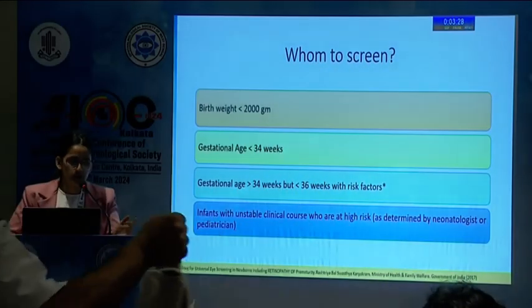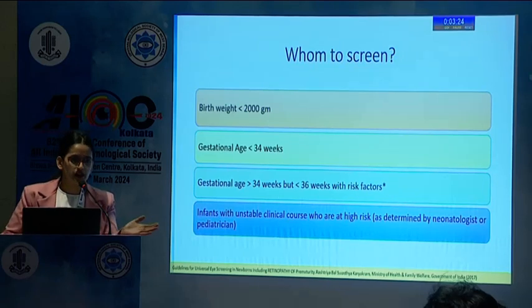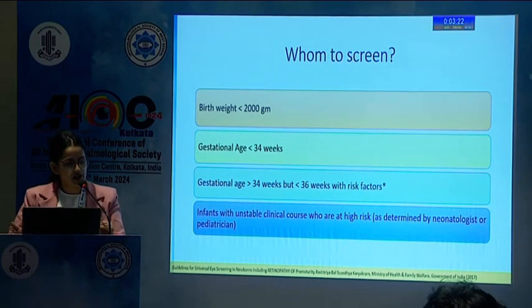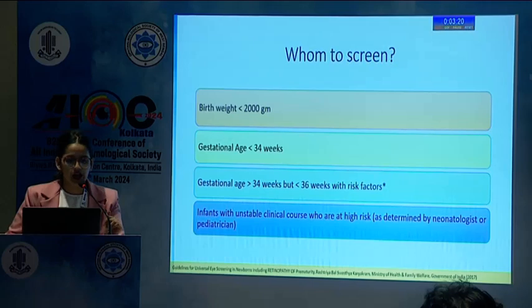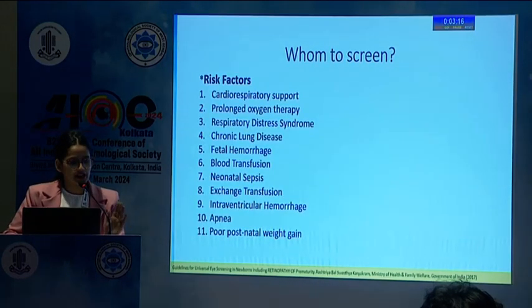So whom to screen? Babies with birth weight less than 2,000 grams, gestation less than 34 weeks, between 34 to 36 weeks provided they have some risk factors which we'll discuss, and infants with an unstable clinical course who are at a high risk of developing ROP, and these are the set clinical features.